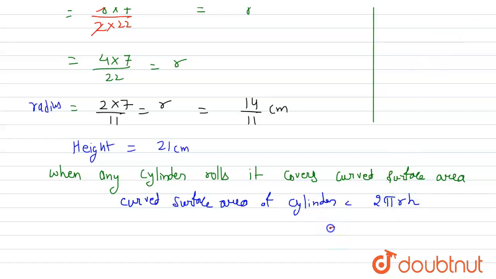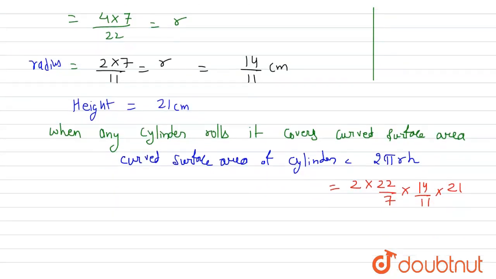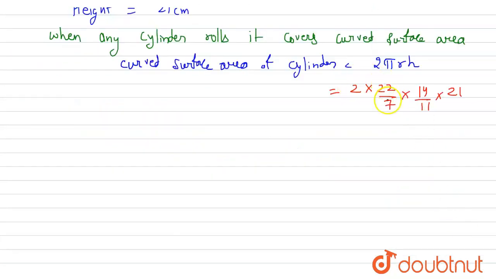We have to just put the values. 2 multiply 22 over 7, radius is 14 over 11, height is 21 centimeters. Just plug in the values: 2 multiply 22 over 7 multiply 14 over 11 multiply 21. 7 can divide this at 2, 11 divides this at 2. So 8 multiply 21 for our question. 8 multiply 21 is 168.